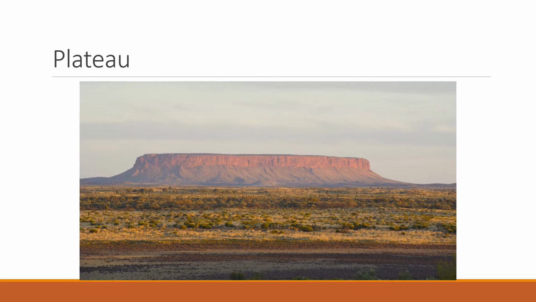Now from this picture we can make out that plateau is also a landform which is above sea level. But what is the height? It is minimum 180 meters above sea level and it is a flat surface. Besides that, there are different types of plateau.